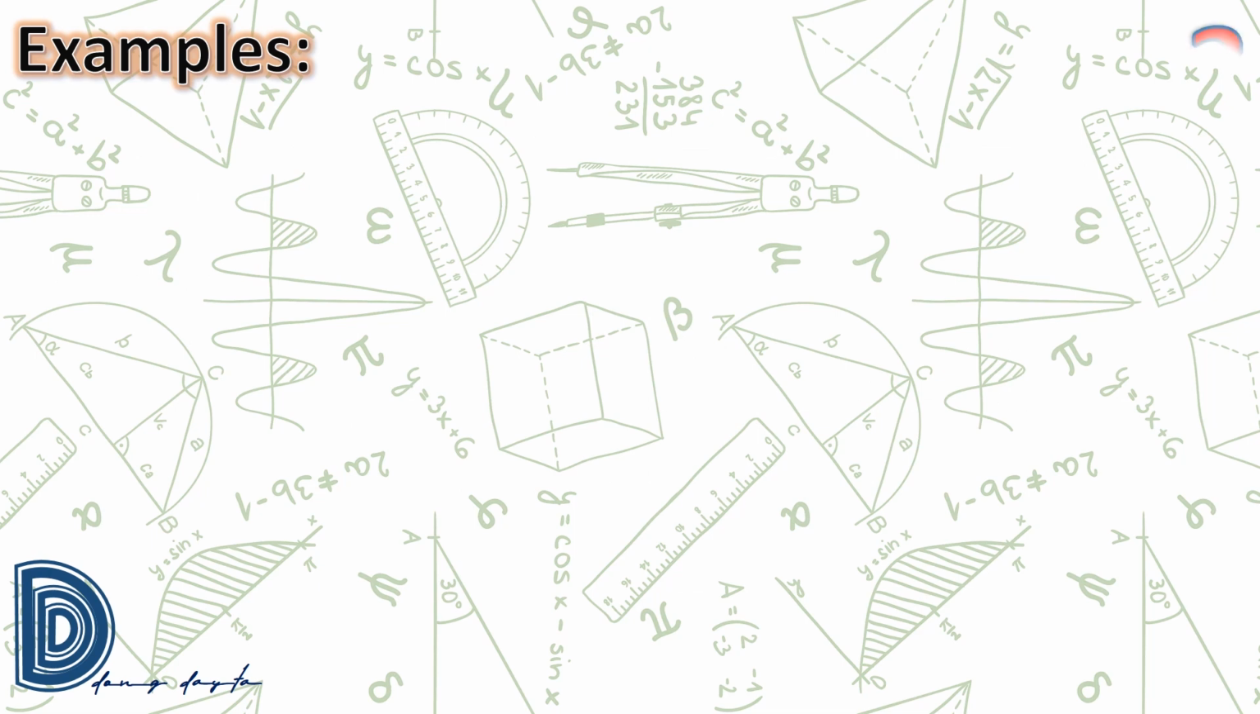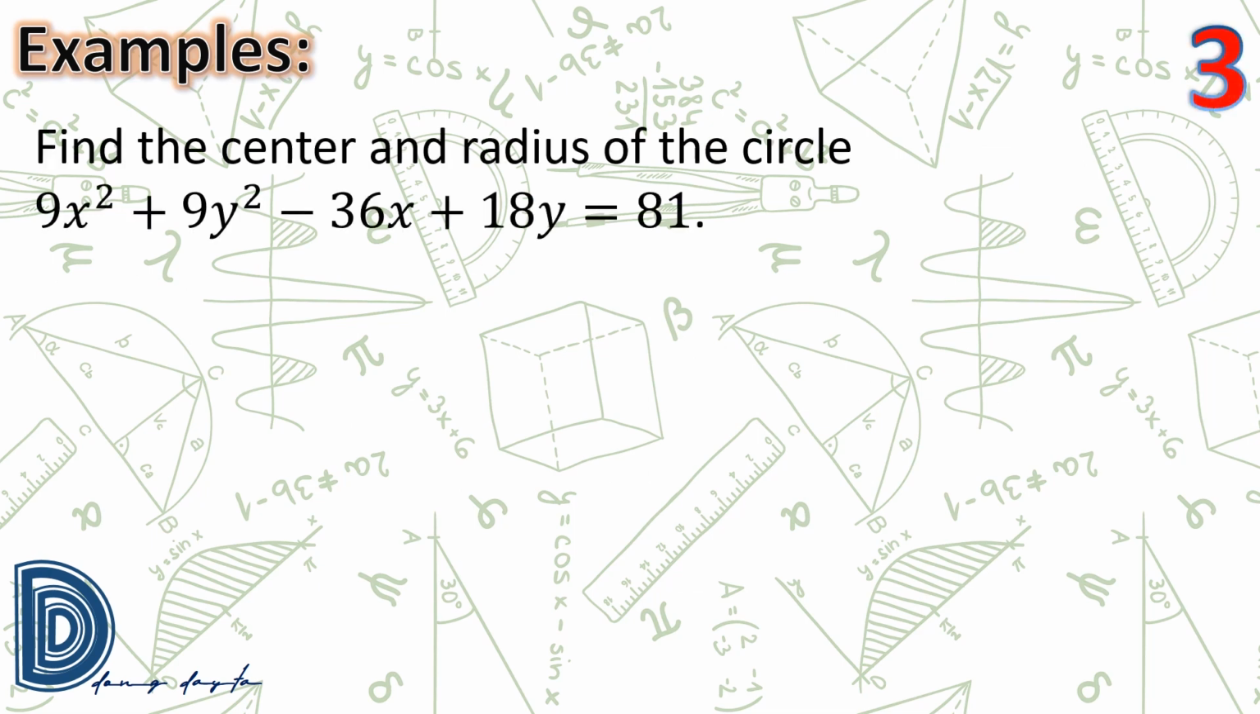Next, let us have example number 3. Find the center and radius of the circle. So we use the same method in identifying the center and the length of the radius of the circle. First, let us divide all terms of the equation by 9. Then we'll get x squared plus y squared minus 4x plus 2y equals 9. Collect the x terms and the y terms, leaving spaces for the terms to be added.